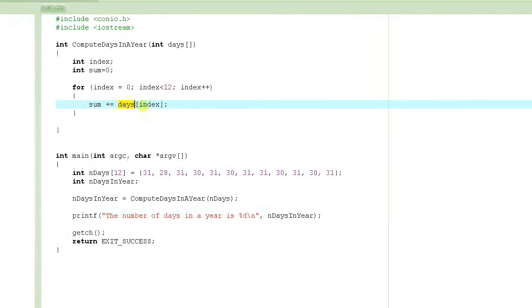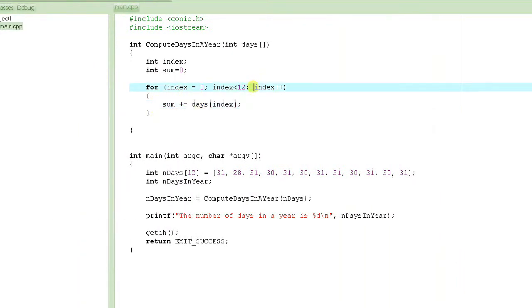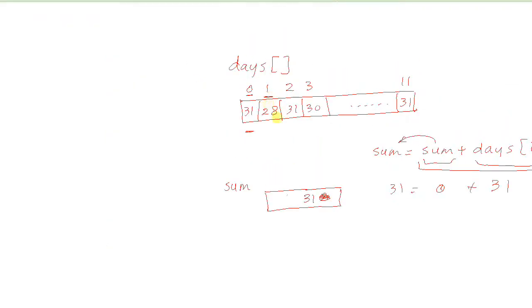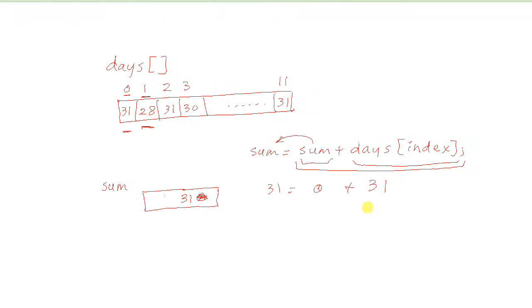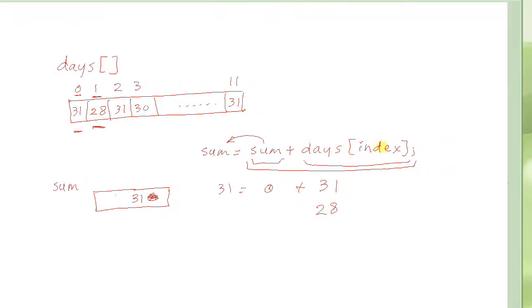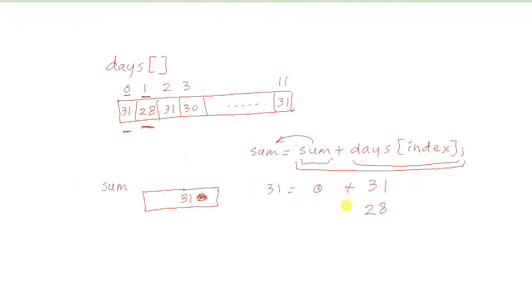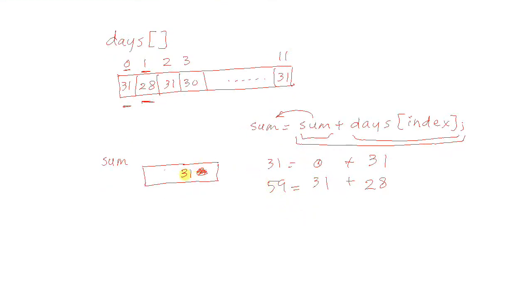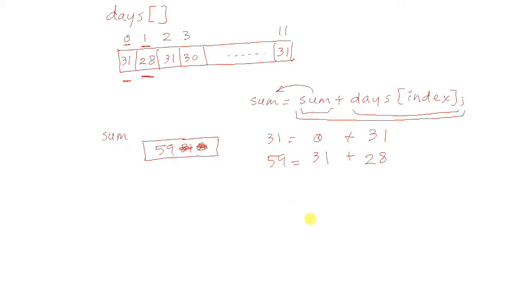And then this loop executes again by changing the value of index, incrementing it by 1, which means the value of index will be 1. So next time we will be accessing this element. The value of days of 2 is 28, and the current value of sum is 31, and we'll add them together. The result would be 59, and that gets stored back into sum. So the value of sum becomes 59 after that.